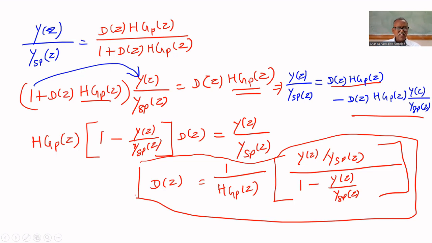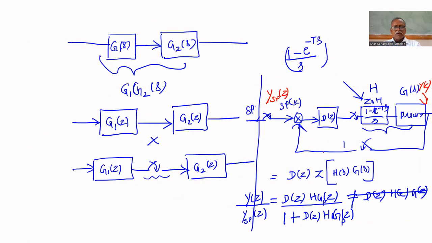What is HGP of Z? To find a digital controller, you need two things. One is HGP of Z, another one is Y of Z by Y set point of Z. So, what is HGP of Z? HGP of Z is the product of the zero order hold and the process. You have to find HGP of Z first to find a digital controller.